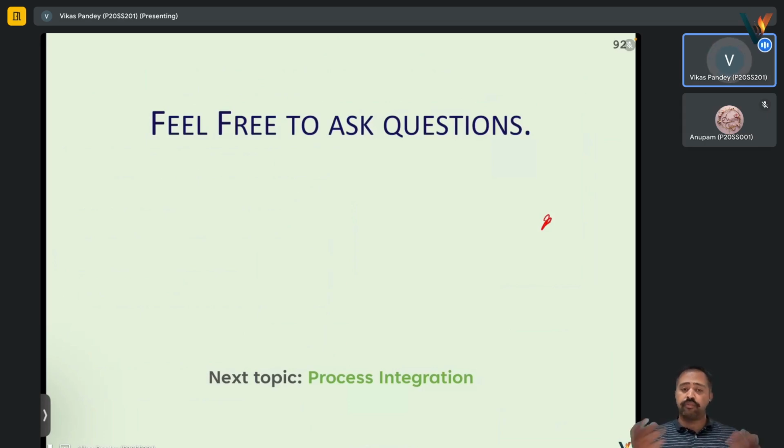Next, we will continue with the topic of process integration, in which we study how these different processes are done in tandem with each other. We saw the technology aware design and these things in the previous class. That will continue in the next class, that is week 12.